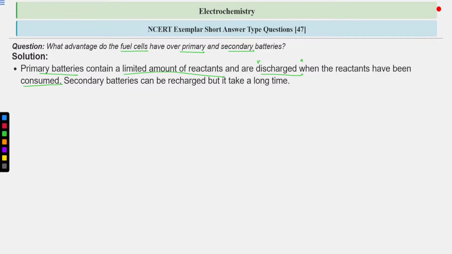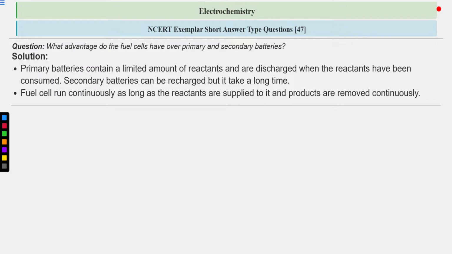The secondary batteries, meanwhile, can be recharged, but it will take a longer time, right? So in the secondary batteries, once the conversion of chemical energy to electrical energy is complete and the battery gets discharged, you can recharge it again, but this recharging and charging process is limited, and the recharging process will also take a long time.